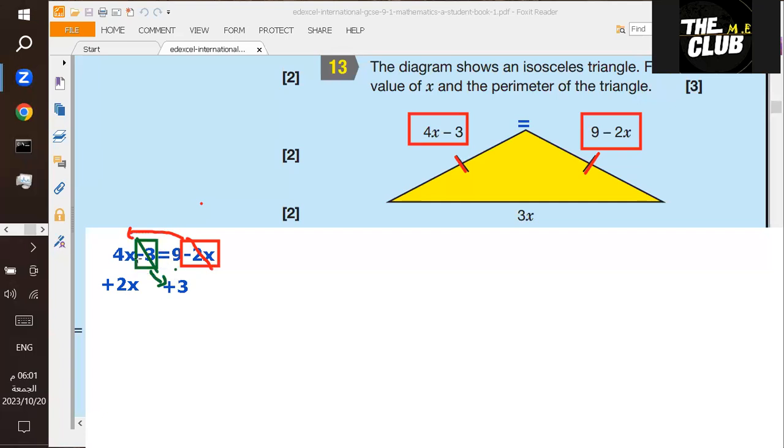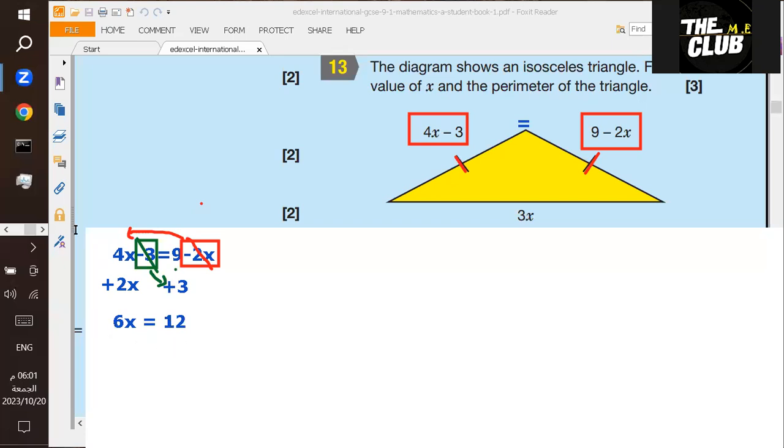Now after doing this I'm going to add the like terms together. 4x plus 2x equals 6x. And then 9 plus 3 equals 12. So I added this to get this. I added 9 plus 3, which equals 12.